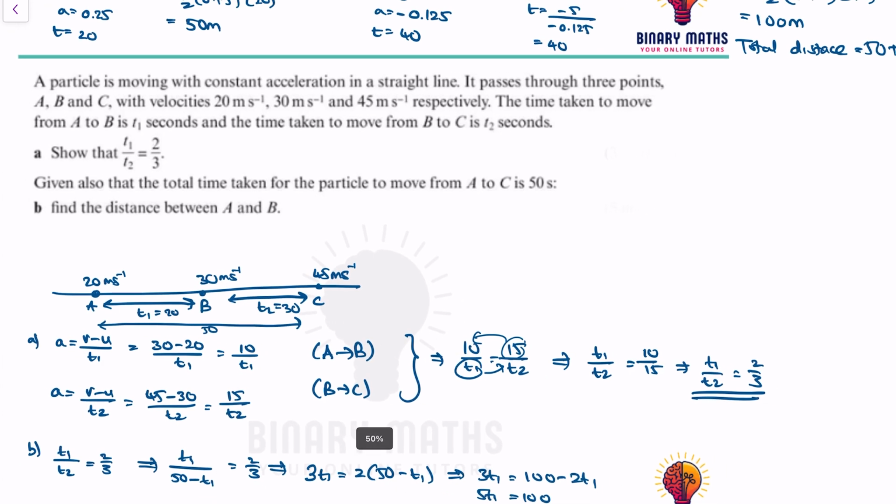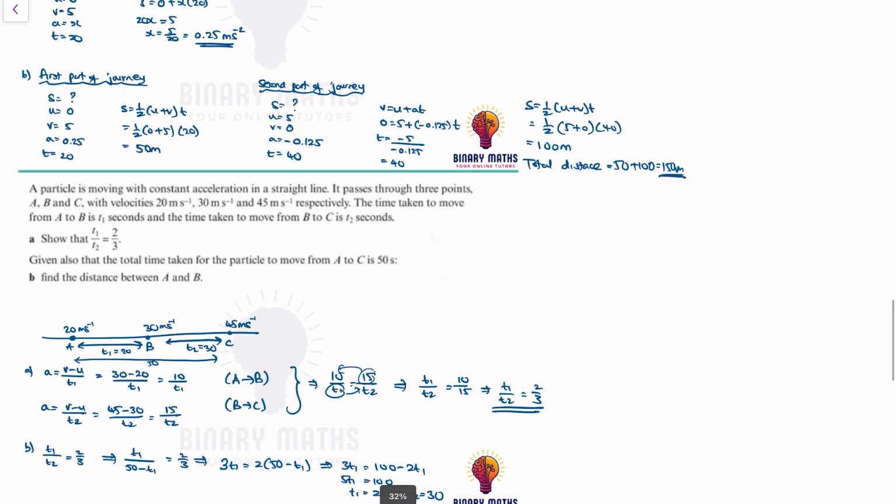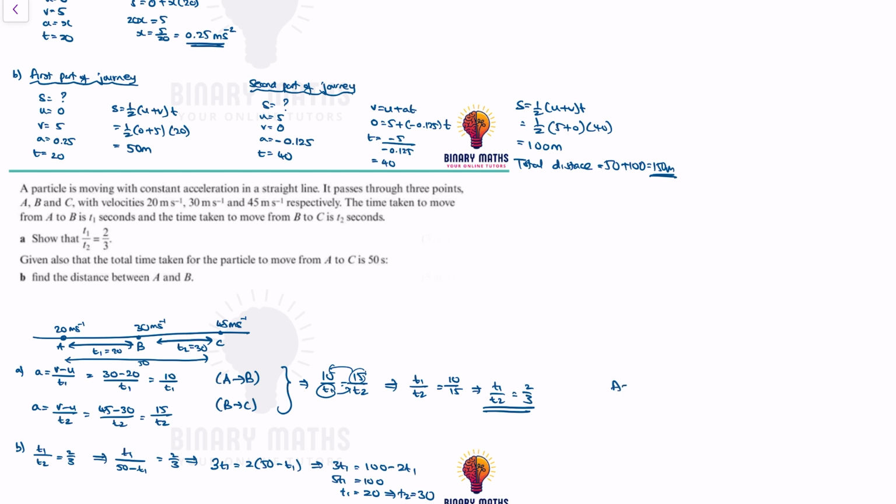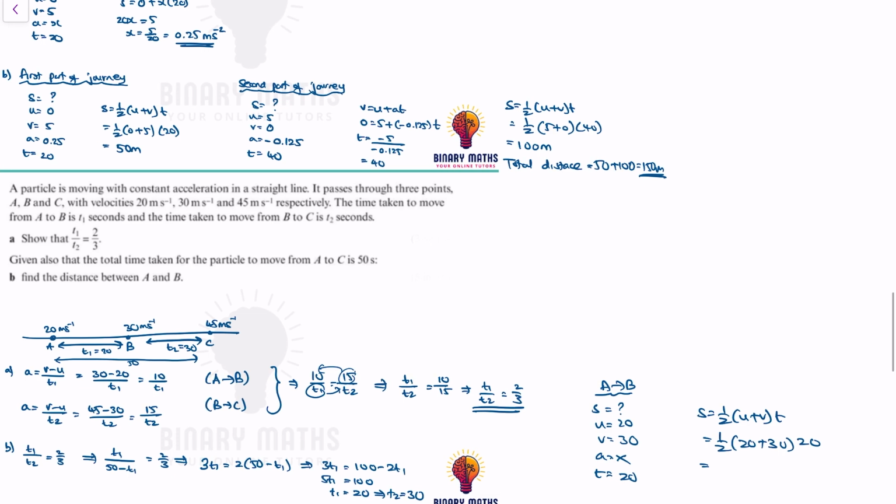So now I need to work out the distance from A to B. From A to B, SUVAT. This distance is what we're trying to find out. Initial speed is 20, final speed is 30, acceleration we don't know yet, and the time taken is 20. So S is equal to half of (U plus V) times T, which is half of (20 plus 30) times 20, which is 10 times 50, which is 500 meters.